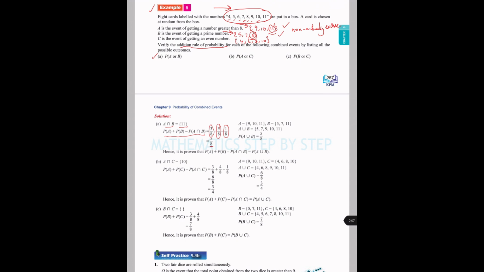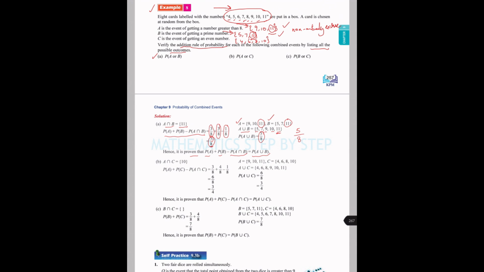Then now, we want to list all the possible outcomes in this case. A or B. So we have found A, we have found B. So A union B is 5, 7, 9, 10, 11, okay? Although 11 is in both sets, we will write the common elements only once. So 5 elements out of 8. So again, we get the same answer. So proven that probability of A plus probability of B minus probability of A intersect B is equal to probability of A union B, okay?